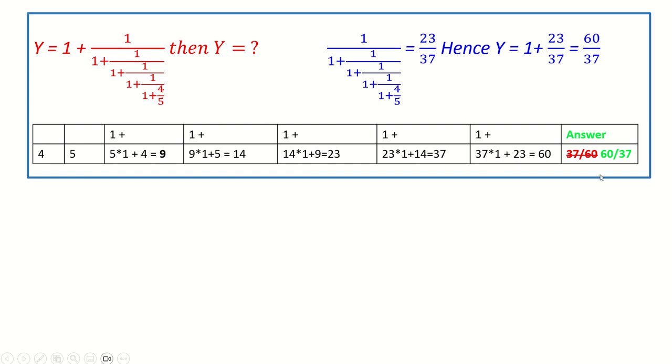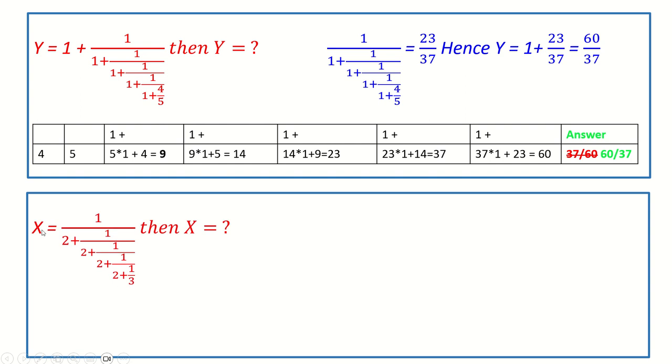Now the answer is not 37 by 60 like before. Just remember, if you have any complete number, that is a composite number, instead of a fraction plus, then the answer will be reversed. You take the last one and then the previous one, that is 60 by 37. This is the answer. So let's apply these things for other fractions also.